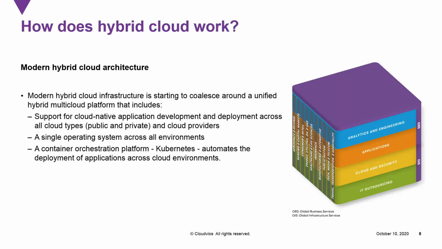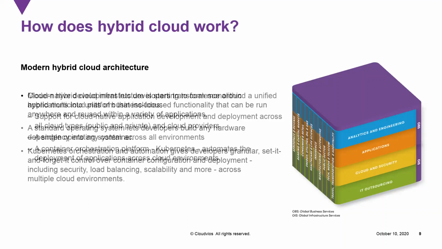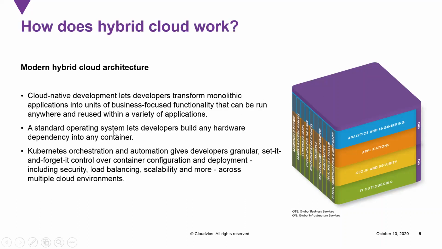So this way you can have a single operating system across all the environments. That's because it's Kubernetes, it's open source. You don't need to worry about the underlying platform or underlying hardware rather. If you look at point number 2, it says a standard operating system lets developers build any hardware dependency into the container. So it's hardware agnostic if you use container.